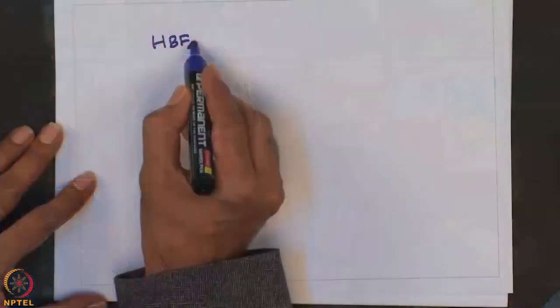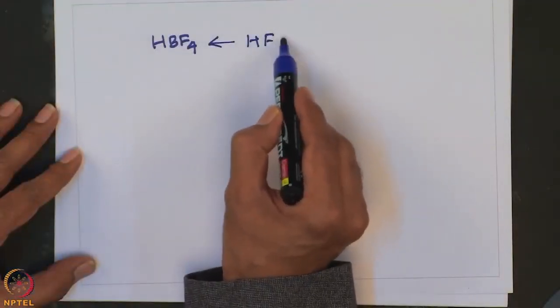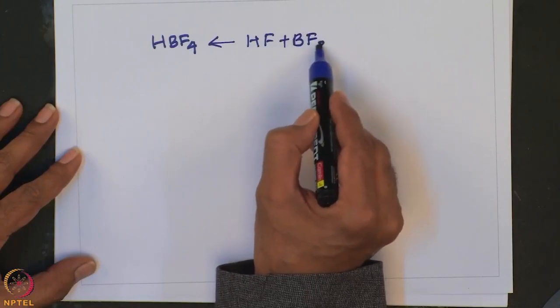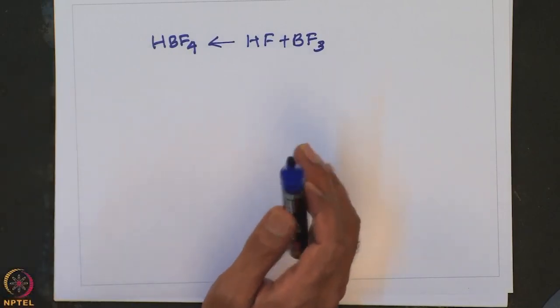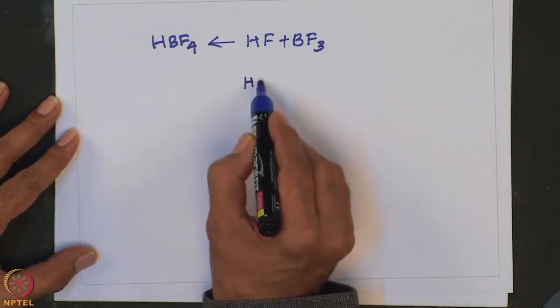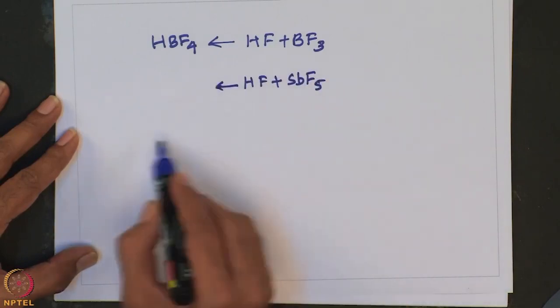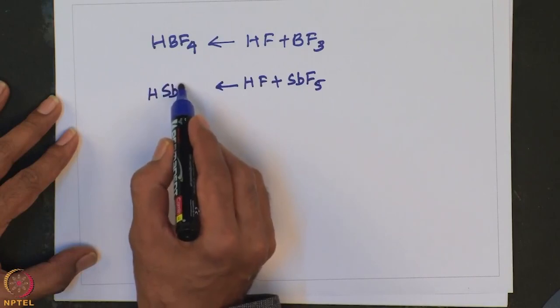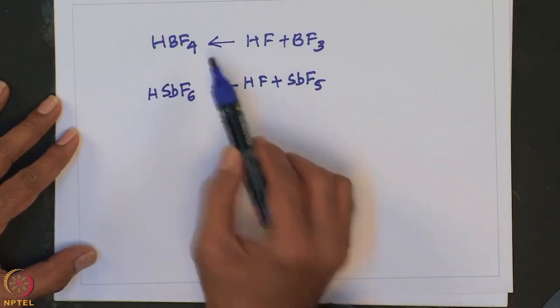And tetrafluoroboric acid HBF4 is essentially a very strong acid, and it can be prepared conveniently by mixing HF with BF3. Okay, it's a very strong proton donor. However, the very strongest proton donor is essentially a combination of HF plus SbF5. This is HSbF6. This is a much stronger proton donor compared to the other one.